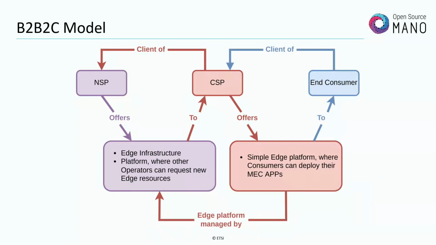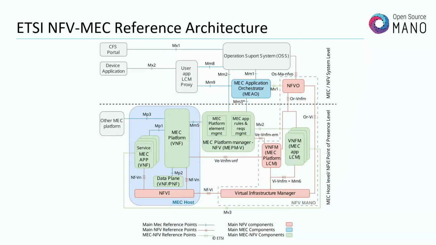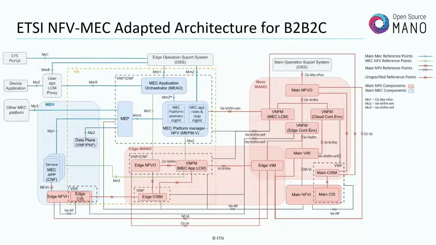Therefore, in our scenario, the NSP operator wants to provide to the CSPs an edge infrastructure and also a platform which the CSP operators can then provide to their end consumers in order for them to be able to deploy their MEC applications. In this project, we are also following the ETSI NFV-MEC reference architecture, which is this one, but we needed to make some adaptations because of our very specific business model. And therefore, we came up with this one.